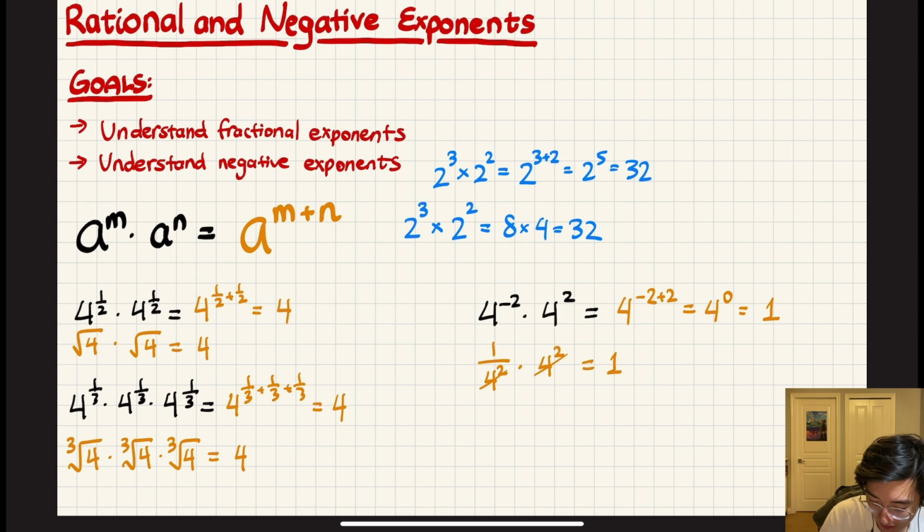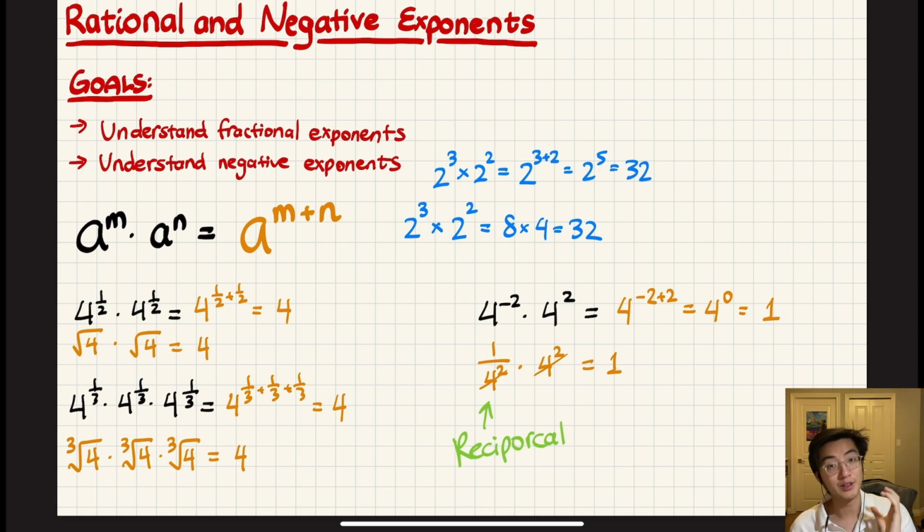So this is a key word: reciprocal. Did I spell that wrong? No, I didn't. Okay, cool. The reciprocal of a number is the number that it will need to multiply to get 1. Or in other words, we just flip it upside down. So if we have 4 squared by itself, we flip it upside down to get 1 over 4 squared.